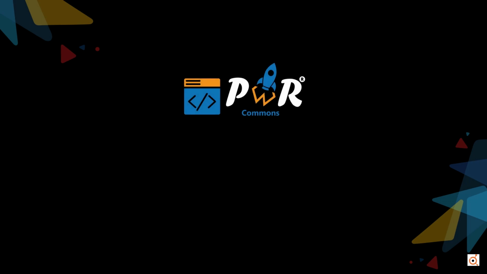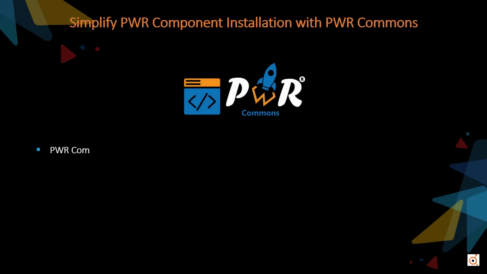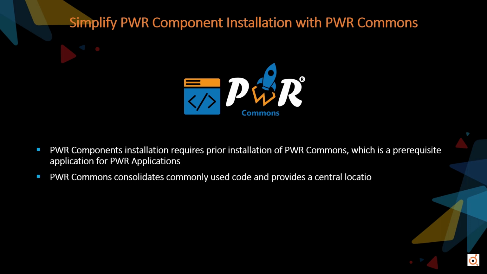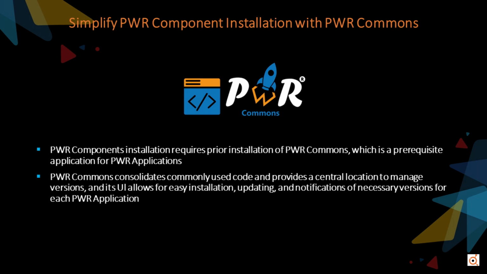Hello there. To install Power Components, the first step is to install Power Commons, a prerequisite package for all Orektic products, including Power Components. In this video, we will guide you through the step-by-step installation process of Power Components.